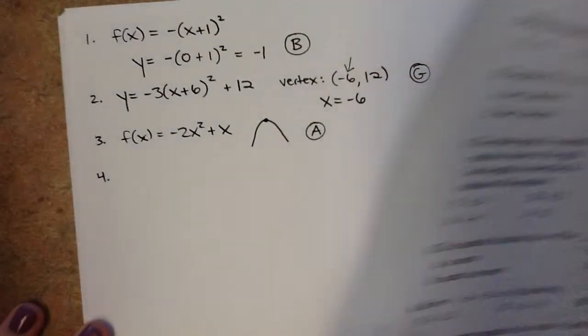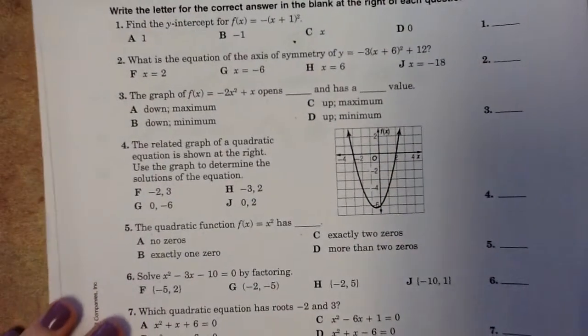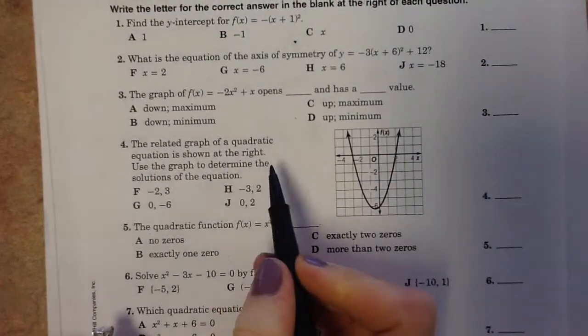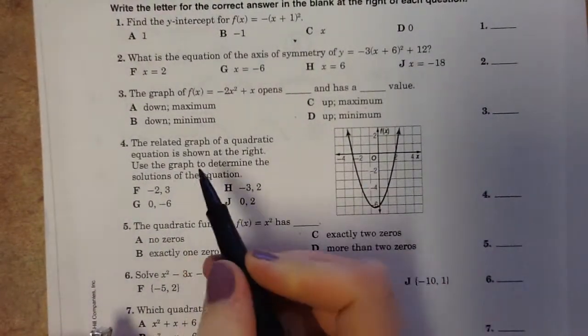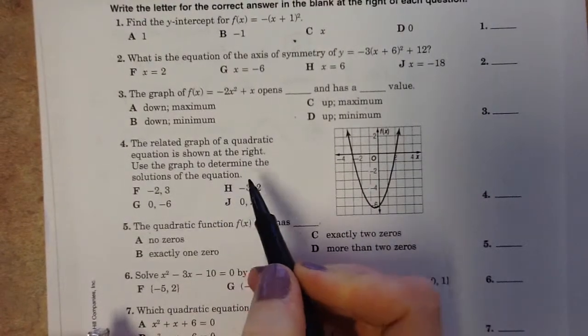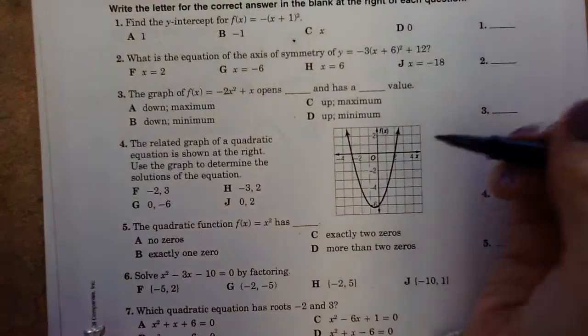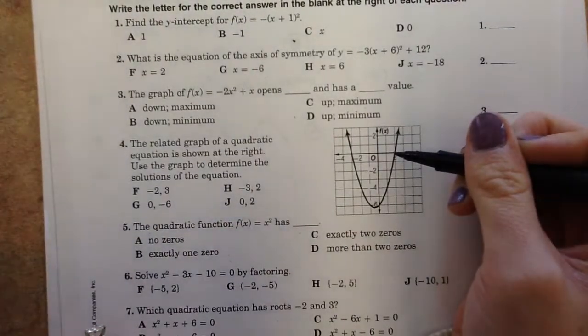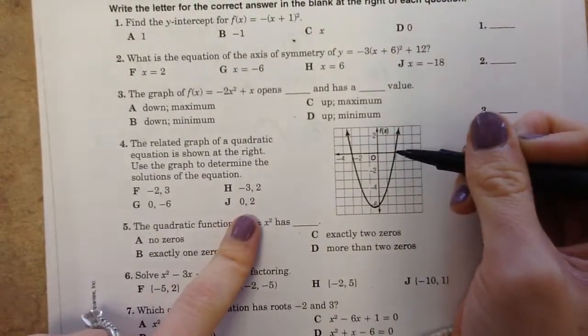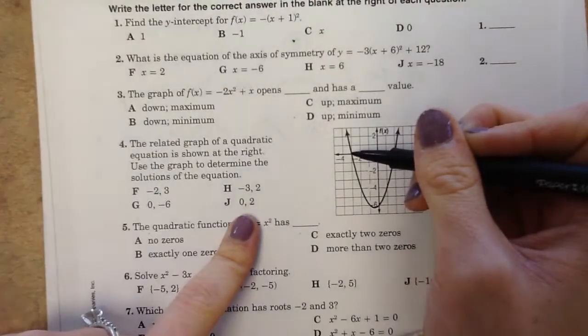Okay, the related graph. Here we go. So we're going to have to look at the picture for this one for sure. The related graph of a quadratic equation is shown at the right. Use the graph to determine the solutions of the equation. All right, so the solutions are the x-intercepts. So the x-intercepts, we've got one right here. That would be 2. So that leaves these 2 as options. And then right here, it crosses the x-axis at negative 3.